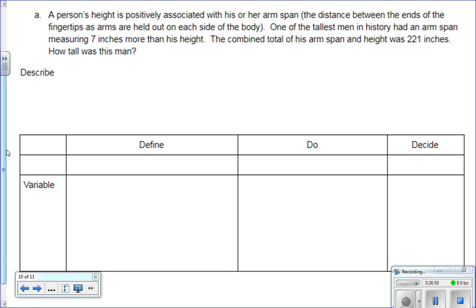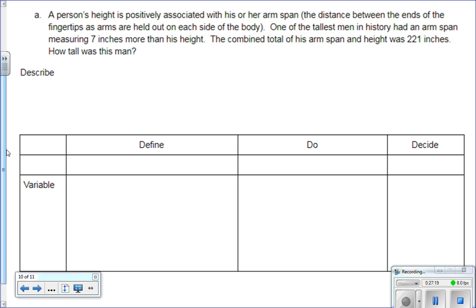Okay, so it says a person's height is positively associated with his or her arm span. The distance between the ends of the fingertips, his arms are held out on each side of the body. So if you were to hold out your arms, the distance between your fingertips and your height are related. Okay? One of the tallest men in history had an arm span measuring 7 inches more than his height. The combined total of his arm span and height was 221 inches. How tall was this man?